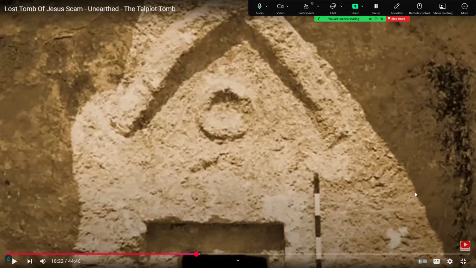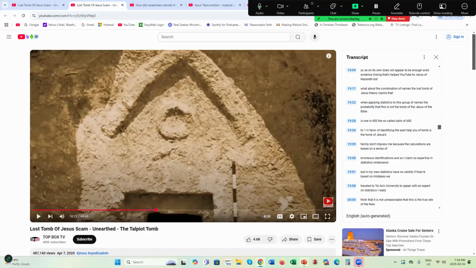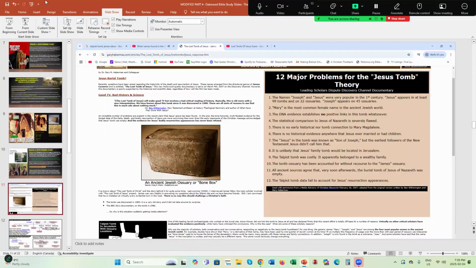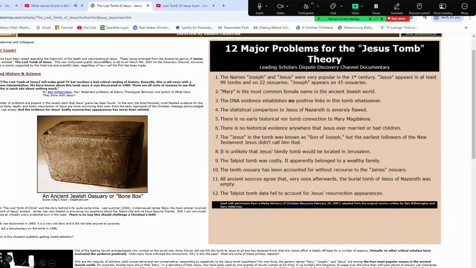Exactly. Yeah, there are various problems. So maybe I should just say what some of these problems are in the first place, right? This is from Dr. Gary Habermas's website, and he lists 12 major problems with the Talpiot tomb.